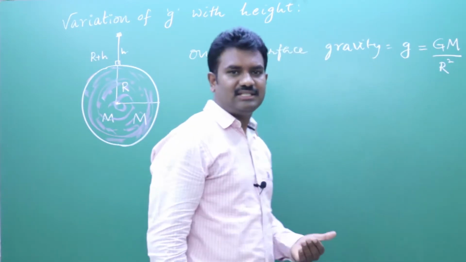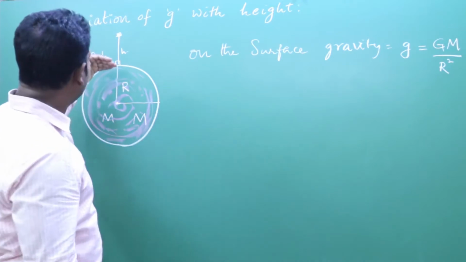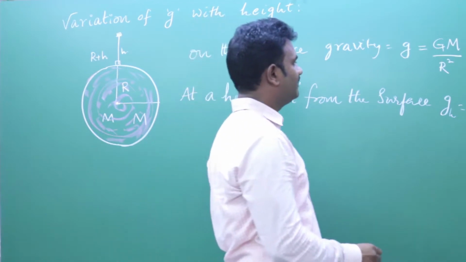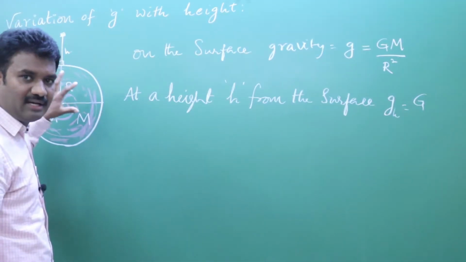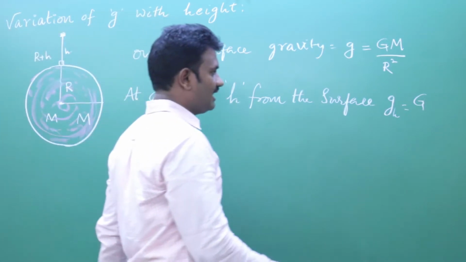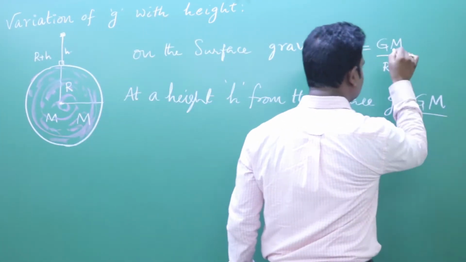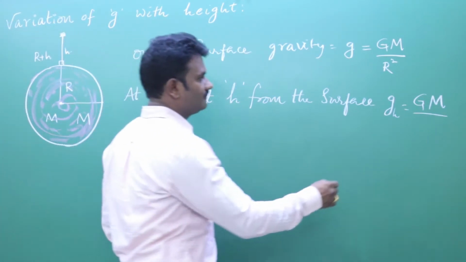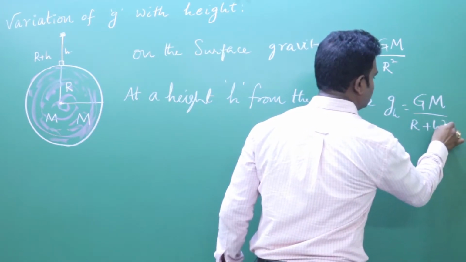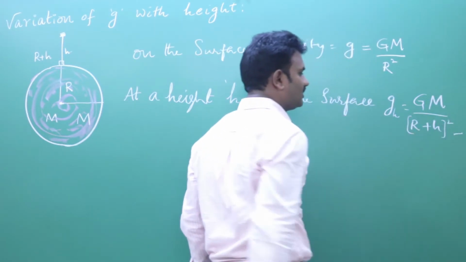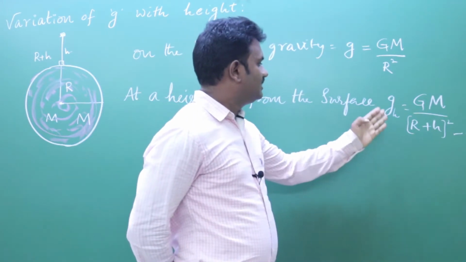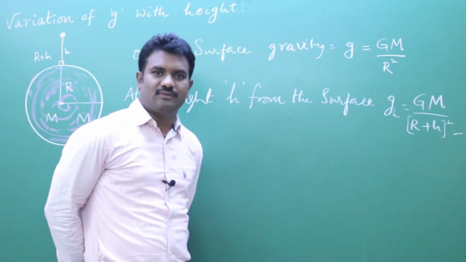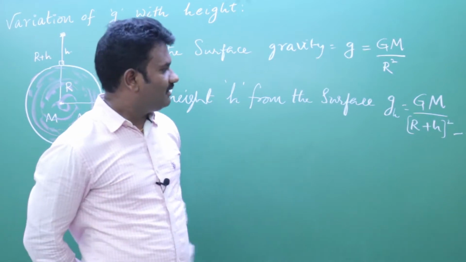Now let us see what its value is at a height h from the surface of the planet. Say it is gh, which is equal to G, the effective mass of the planet at this point being the same as before, that is M, by the distance of the object from the center of the planet, which is R plus h, so R plus h whole square. So obviously it is clear that g is changed. As the denominator increased here, the g value decreases. It is understood. If h is a considerable value, this is our final answer.